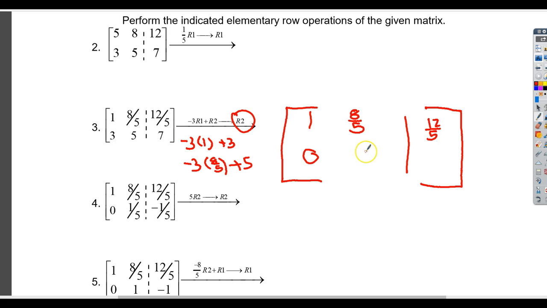I don't have my calculator. Also, for just a second, let me get my calculator.